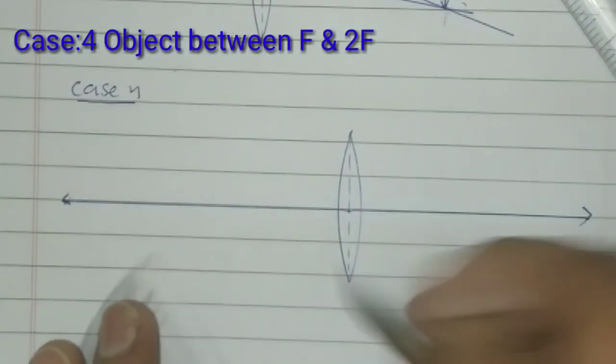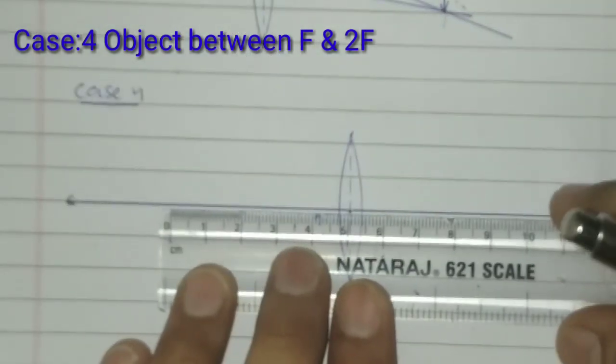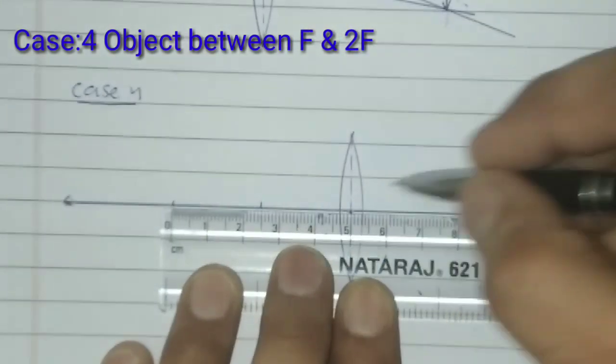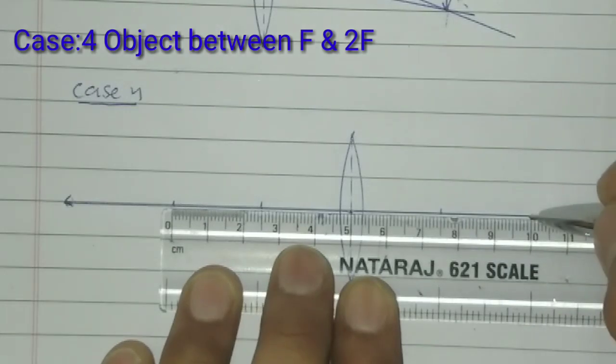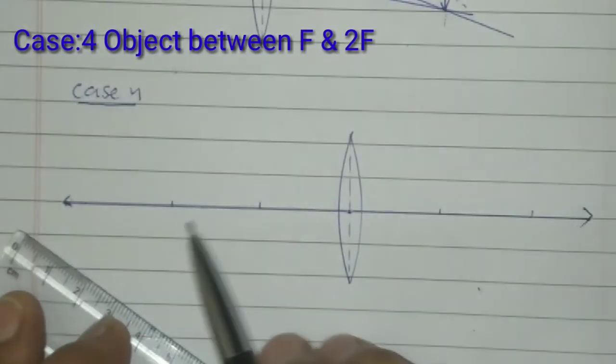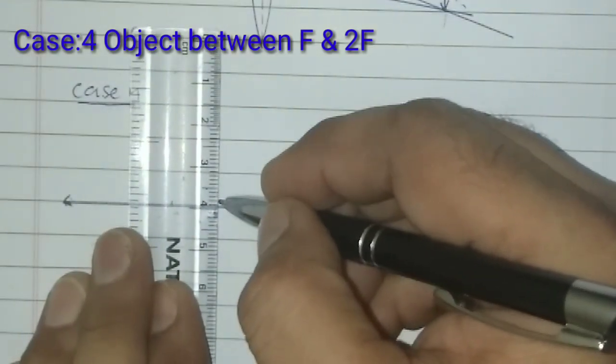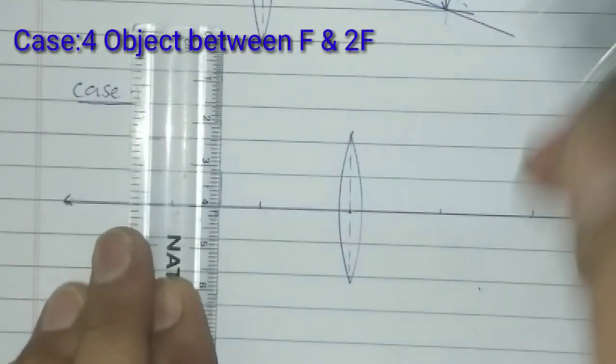This point is O. O पर आप 5 सेंटीमीटर रखोगे. यहाँ 0, then 2.5, then 5, then 7.5 and then 10. Now object is between 2F2 and F2, और ऑब्जेक्ट हमेशा इन दो लाइन के बीच में ही बनाना है.